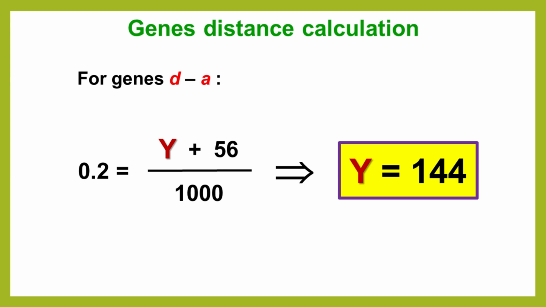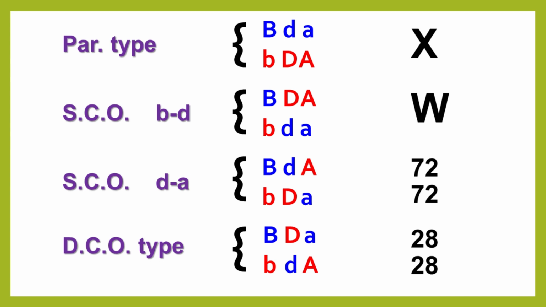We chose the letter Y as the total number of offspring for a single crossover between genes D and A. To calculate this, we use the formula for single crossover frequency. Here I use the crossover ratio in the formula, so there is no need to multiply by 100 at the end. It makes the calculation easier. So Y will be 144. Similar to what we did for the number of double crossover offspring, we divide the total number of single crossovers between genes D and A by 2. This gives us 72 for each single crossover type for genes D and A.